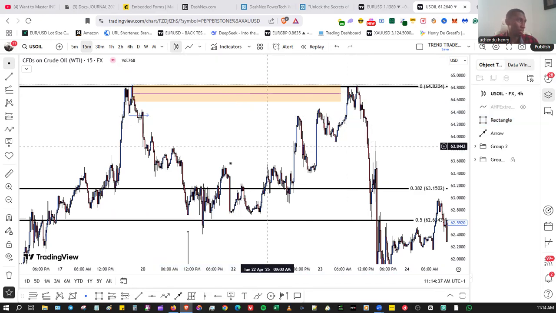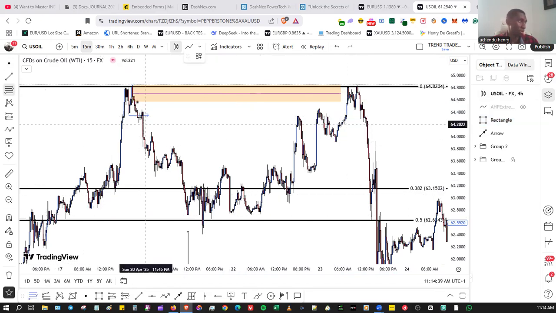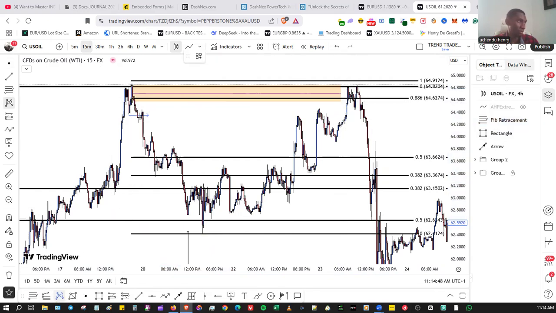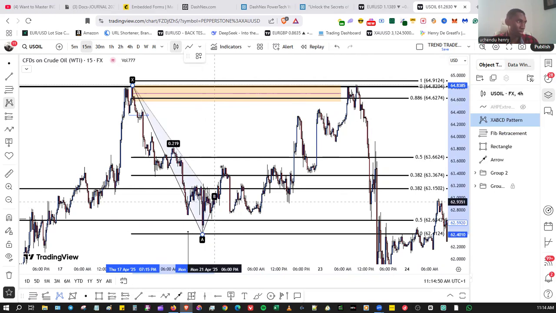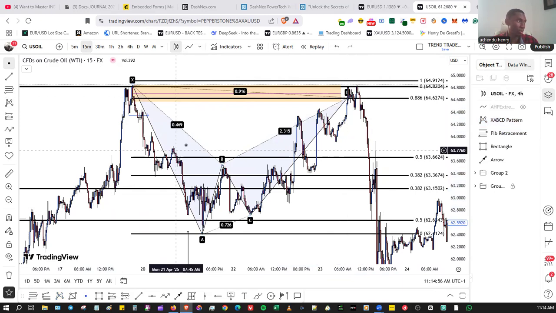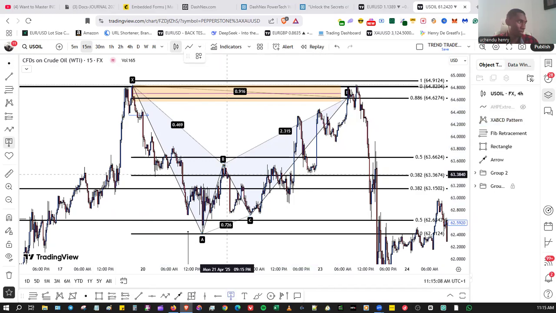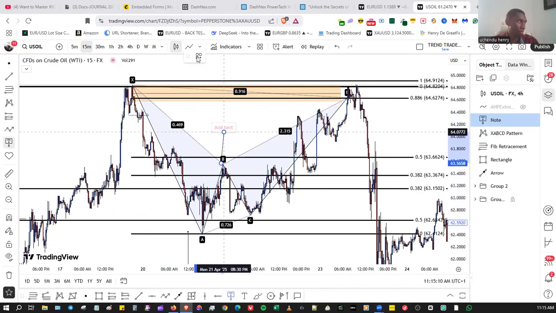So let's look at this harmonic setup. 0.382, 0.886. So we had a valid bat pattern. We have a pattern in this form, like this. So this is the pattern. I'm going to label it bat pattern.